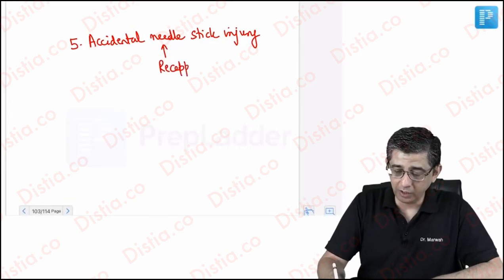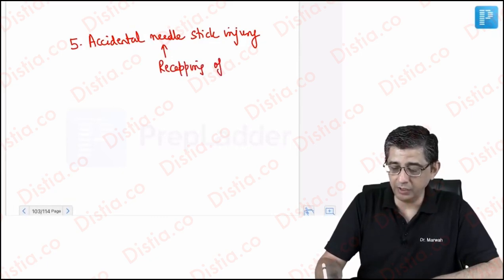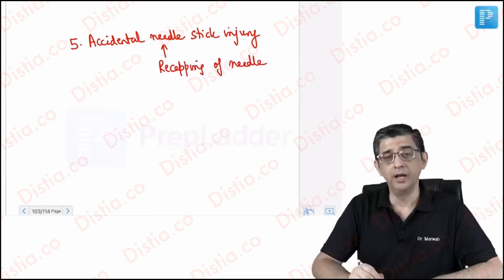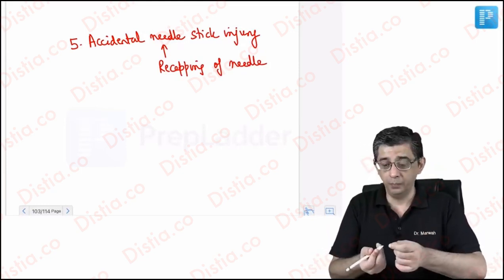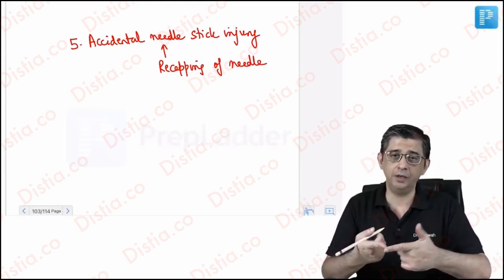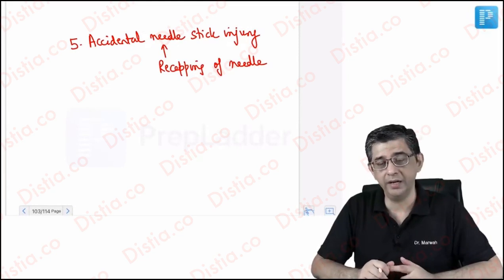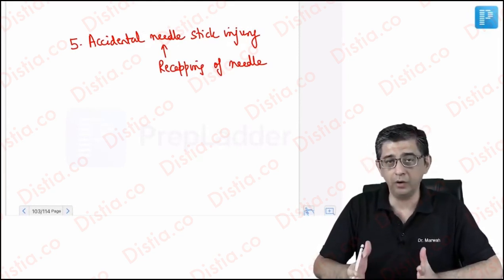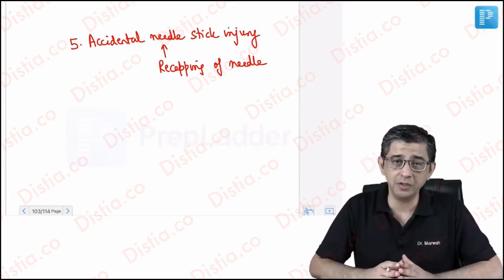You see, howsoever careful you are, there is a possibility that during the recapping of the needle you can actually miss the cap and accidentally prick the non-dominant hand index finger, and there would be a big drop of blood and possible chances of transmission as well.